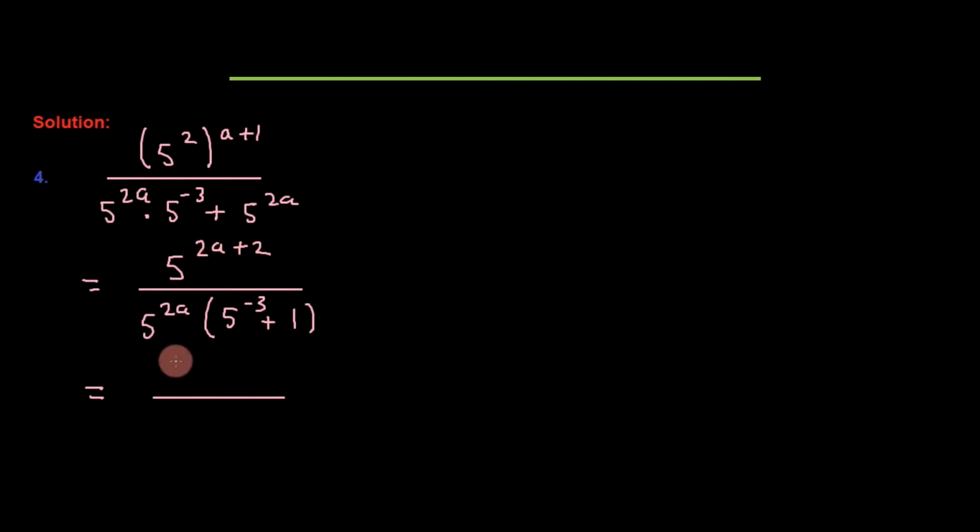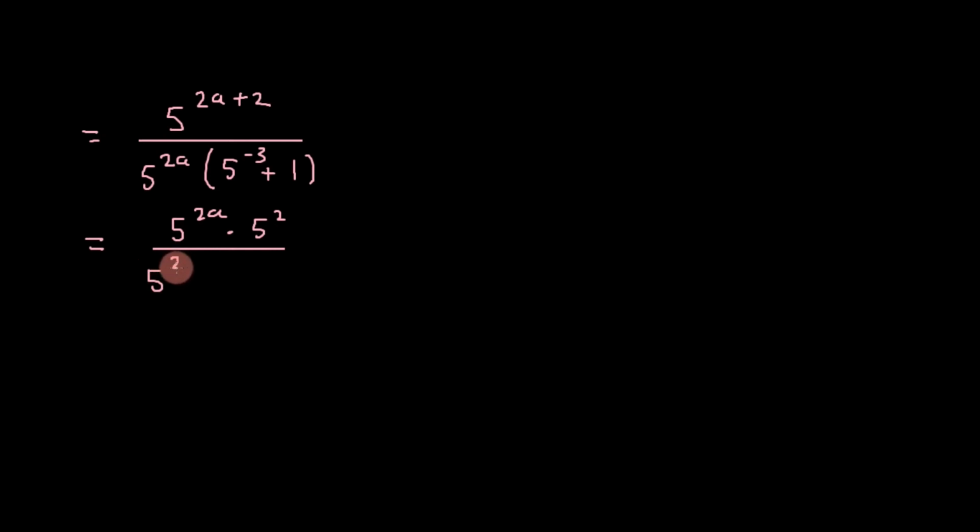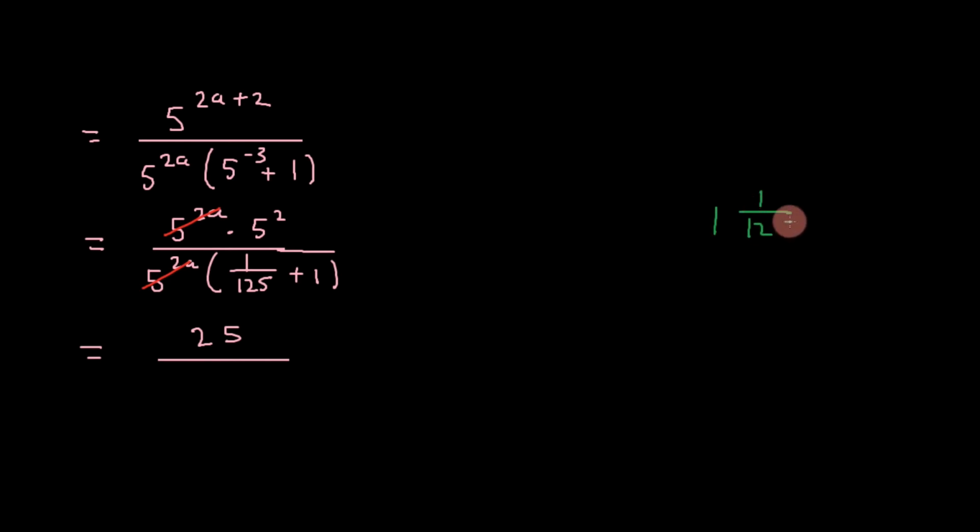Now we can split up the term in the numerator into 5 to the 2a times 5 squared. And we still have 5 to the 2a into 5 to the negative 3, which is 1 over 125. And we see that these factors cancel. So we're left with 5 squared in the numerator, which of course is 25. Then 1 over 125 plus 1 is 1 and 1 over 125.